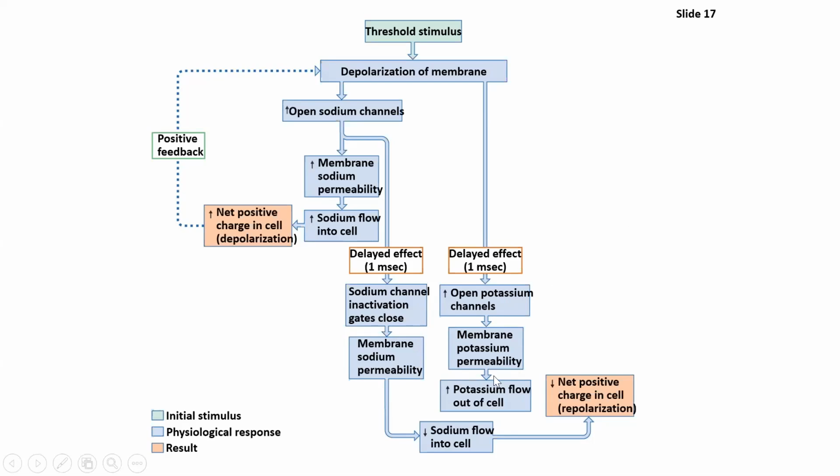There should also be an up arrow here, so we increase the membrane potassium permeability, and we decrease the membrane sodium permeability. So just make sure you put those arrows in on your notes. And so this can be thought of as a negative feedback event because we're getting back to our resting potential, back to that -70. And so a change that's going to help us get back there can be thought of as a negative feedback event.